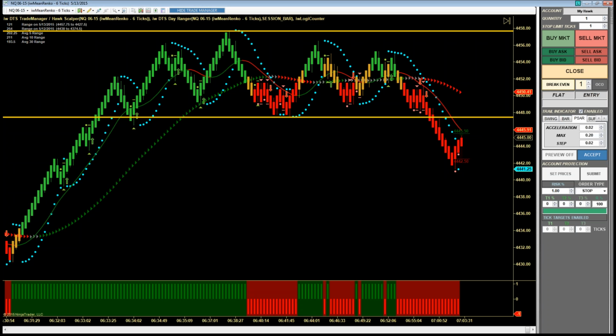All right, well, there was a little bit of a not really hit and run style trade. We tried to capitalize on a larger move there. Still not a bad trade.